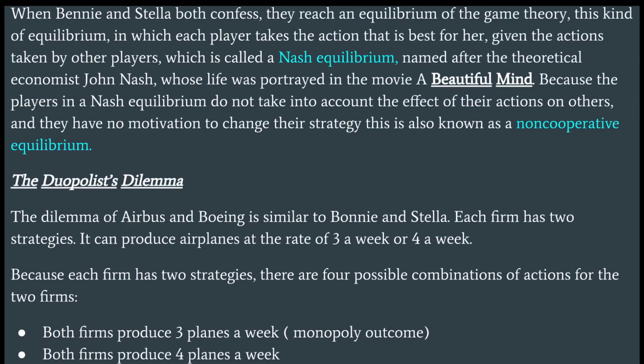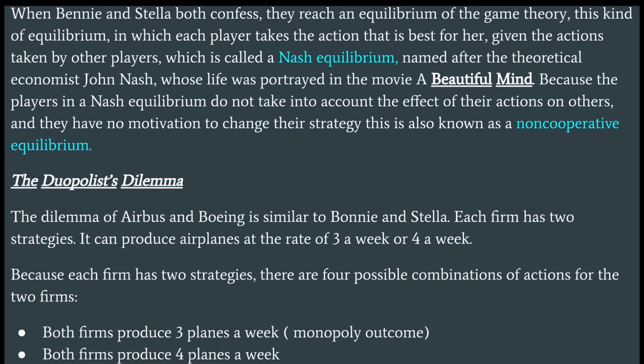When Benny and Stella both confess, they reach an equilibrium of the game. This kind of equilibrium, in which each player takes the action that is best for her given the action taken by the other players, is called a Nash equilibrium, named after the theoretical economist John Nash, whose life was portrayed in the movie A Beautiful Mind. Because the players in a Nash equilibrium do not take into account the effects of their actions on others and they have no motivation to change their strategy, this is also known as a non-cooperative equilibrium.